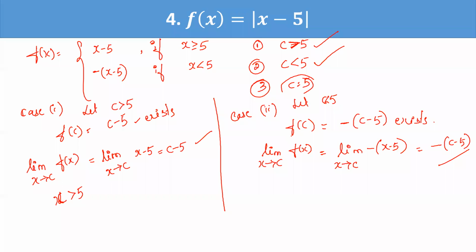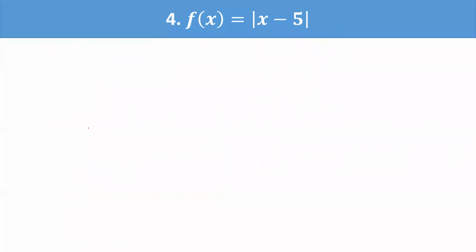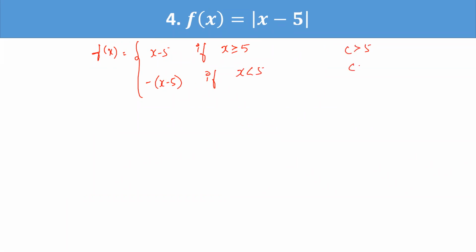So the function is continuous if x is greater than 5 and continuous if x is less than 5. So go for the third case: what happens if x is equal to 5. The function is f of x equal to x minus 5 if x is greater than or equal to 5, minus of x minus 5 if x is less than 5. So for c greater than 5 and c less than 5, the function is continuous. What happens at c equal to 5?